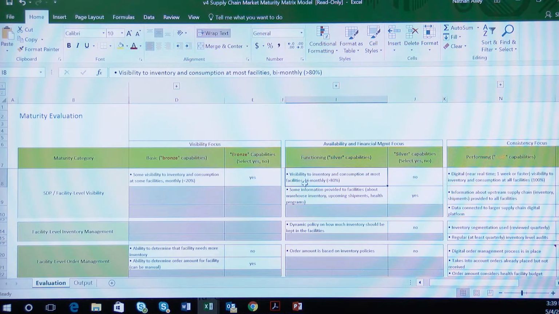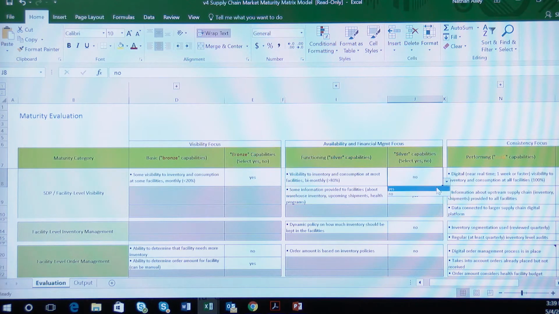Do you have visibility to inventory and consumption at most facilities on a bi-monthly basis, say around 80%? If the answer is no, then you would drop down and select no and go to the next question. Is there some information provided to facilities about warehouse inventory, upcoming shipments, health programs, etc.? If the answer to that is yes, then you would drop down and select yes. And as you can see now from this component, if you had one no, you would stop at that point because your maturity model is now set for that component.